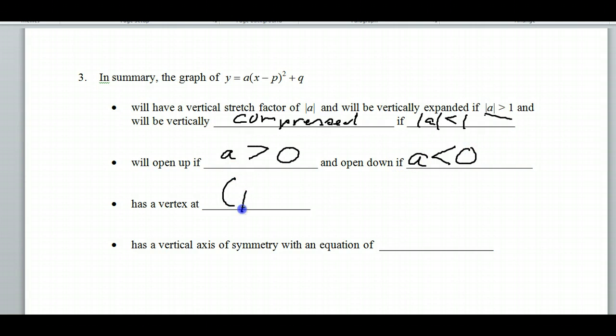It has a vertex at (p, q). Remember, that's the horizontal and vertical translations, and those are the only things that affect the vertex. Since it's at (0, 0), it will not be affected by a stretch or a reflection. And it has a vertical axis of symmetry. We know that passes through the x-coordinate of the vertex, x equals p. So that's our summary of part F for the work we didn't get to in class.